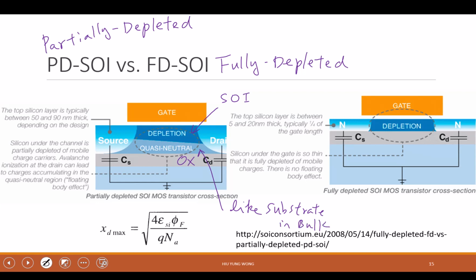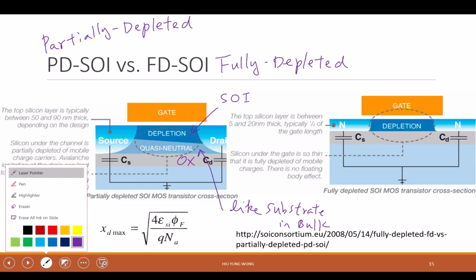Okay? Now, if I make it very thin, then when I turn it on, the whole thing is depleted. Because just think about this, the depletion region is that thick, right? Then let me make the SOI really thin, right? Then it is fully depleted. Now, what is the difference here?